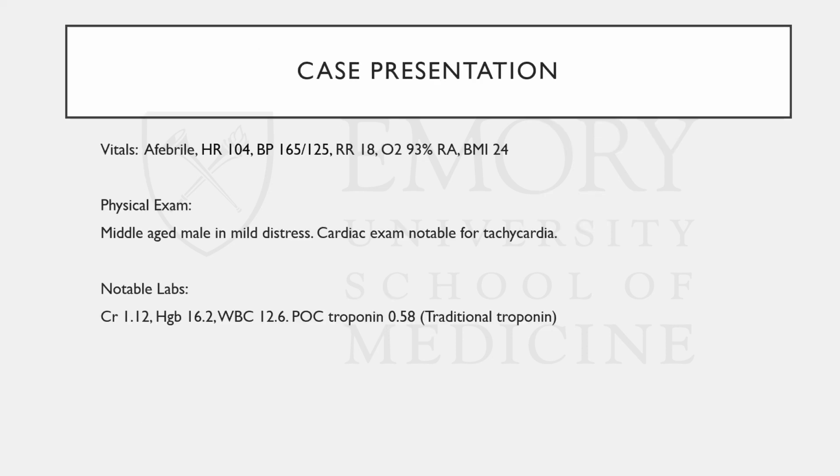When he came through the ED, he was afebrile, heart rate was 104, blood pressure 165 over 125. He's satting well on room air. His BMI is 24. He's in some mild distress from the chest pain. Cardiac exam is notable for tachycardia. He does not appear hypervolemic or have any other significant findings. With the admission labs, he has a creatinine 1.12, hemoglobin 16.2, white count 12.6, and point of care troponin 0.58.